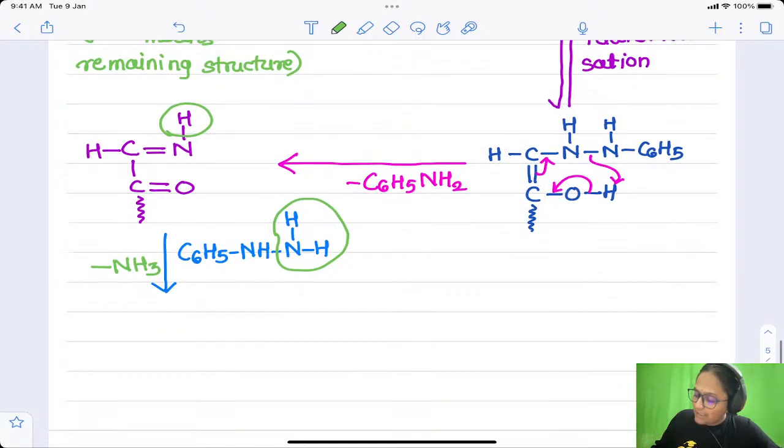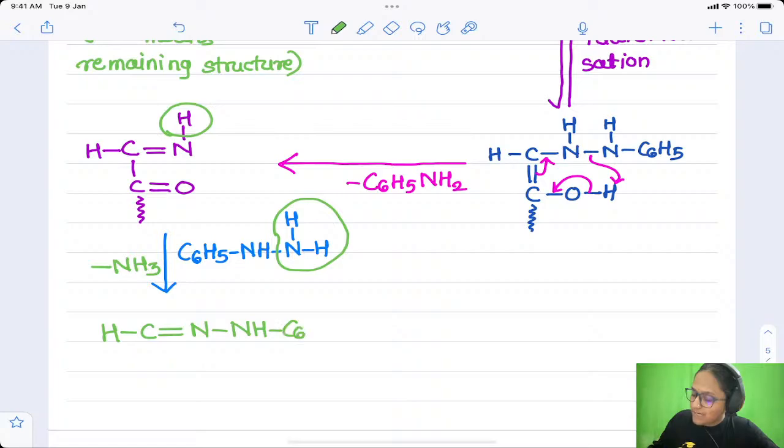After loss of ammonia, let us see what we are getting. Carbon attached to hydrogen, double bond N, then NH C6H5. This part will be attached further, NH C6H5. Do you understand? So what is lost here? NH2 from this and hydrogen from this. That means the NH3 ammonia molecule has been lost. So this phenylhydrazine molecule is used for the loss of ammonia molecule.